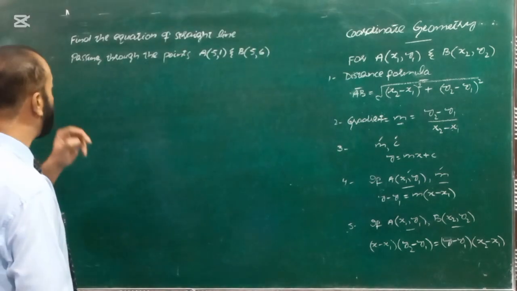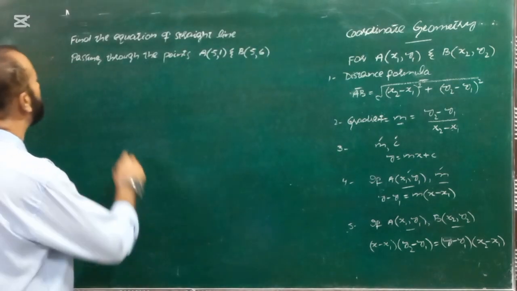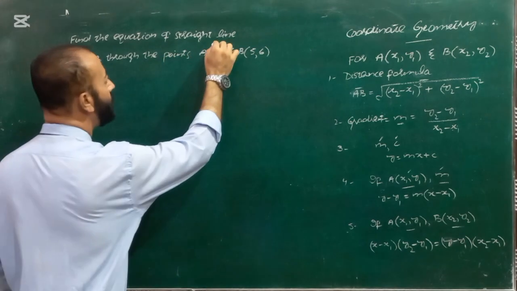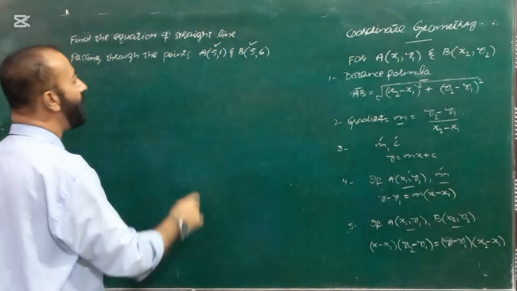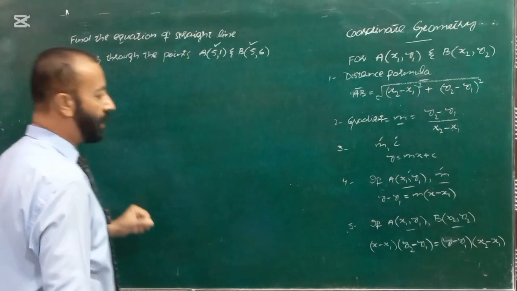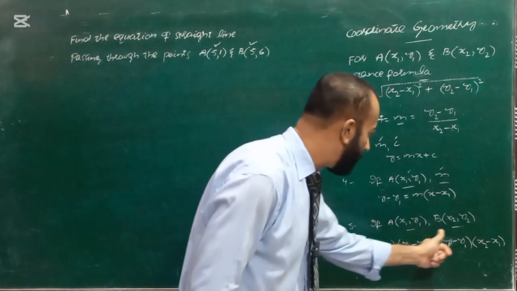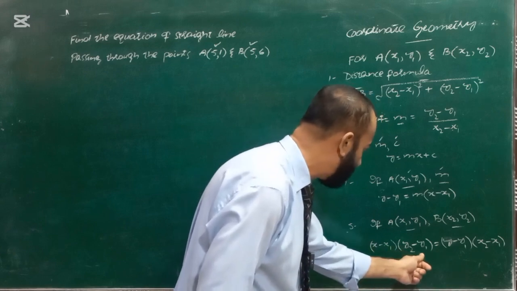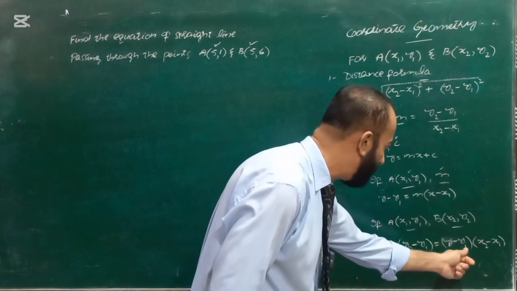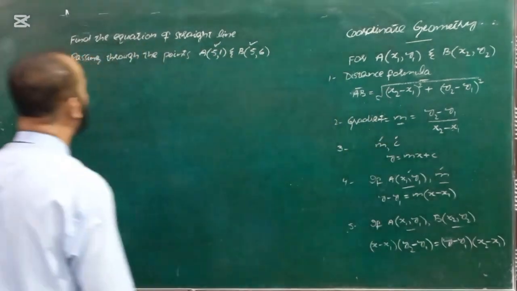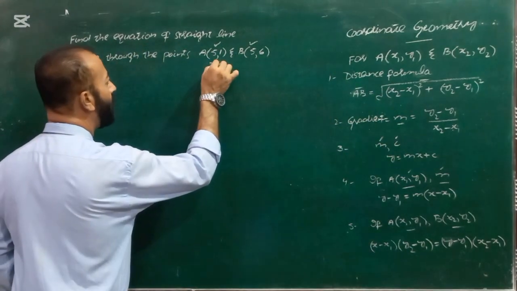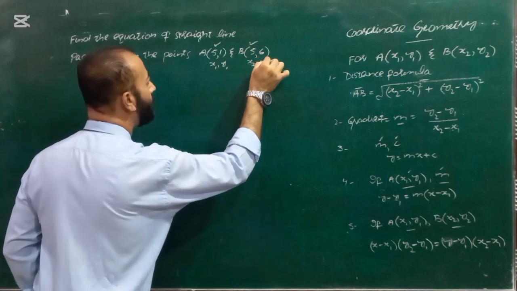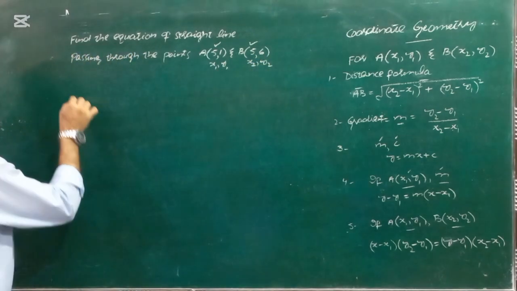Here is another question. The statement of the question is, find the equation of the straight line passing through the points. So look now, 2 points are given and we are required to find the equation of the straight line. So look now, if 2 points are given, then this formula will be used. x minus x1 into y2 minus y1 is equal to y minus y1 into x2 minus x1. So you will call the first point x1 y1 and the second point x2 y2.